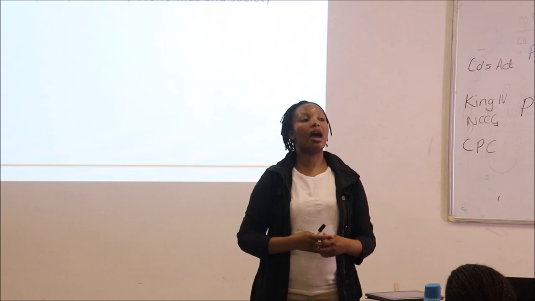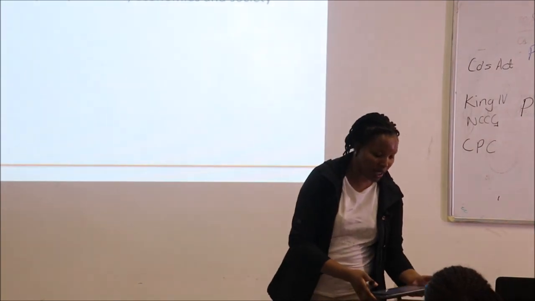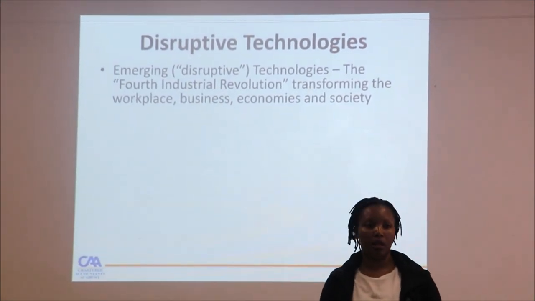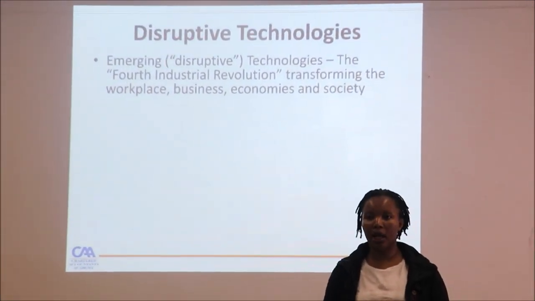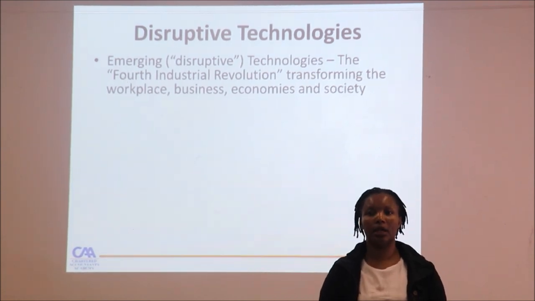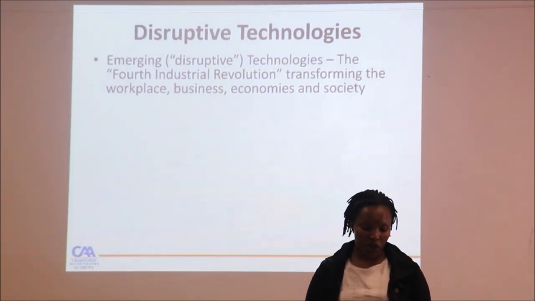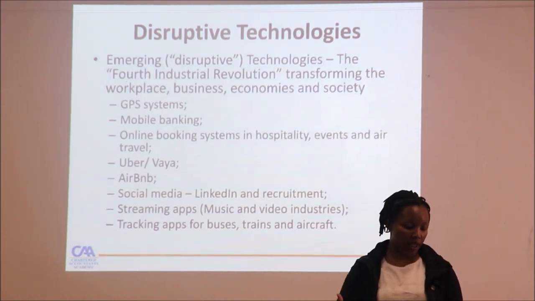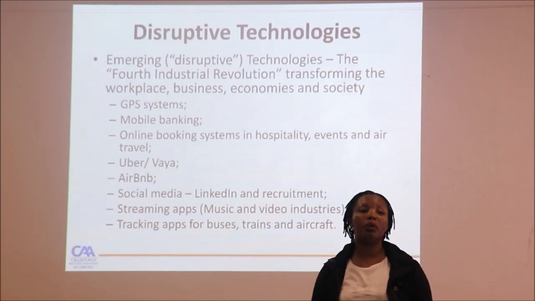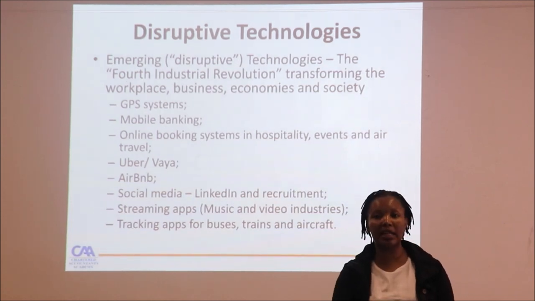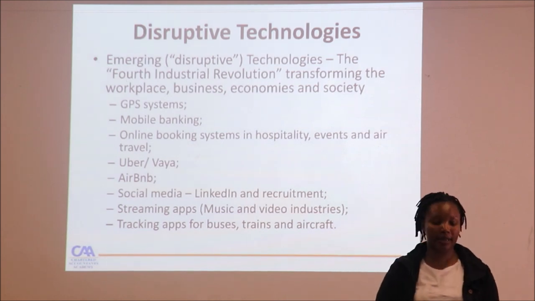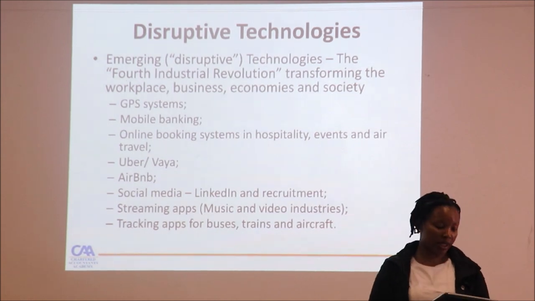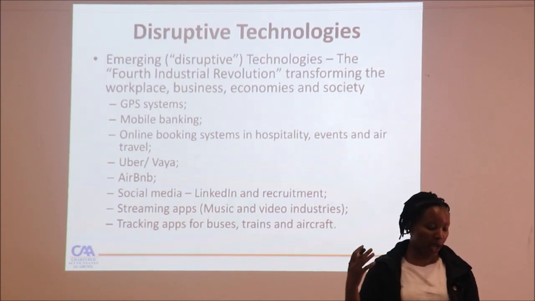So what am I saying? Have an understanding of those disruptive technologies. And we know that we're in the fourth industrial revolution. I'm sure those of us that follow the political arena, some people are making waves about that, right? We're in the fourth industrial revolution, so therefore whatever we do needs to be tailor-made to suit that. So it could be a mobile banking system, and they're asking for controls or substantive procedures. It could be an online booking system in hospitality. It could be risk assessment over those industries. Your Ubers, your Vias, your Airbnb.